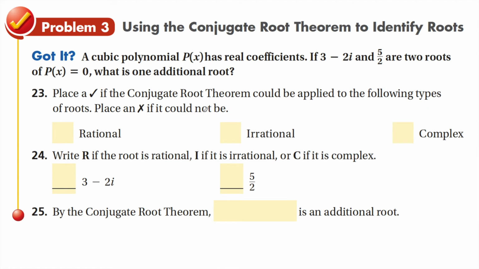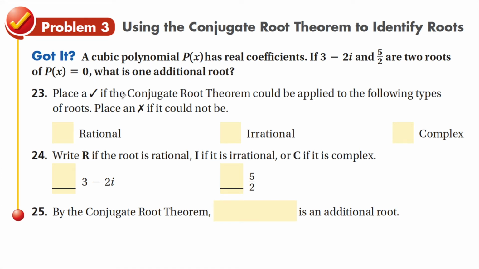Problem 3. Using the conjugate root theorem to identify the roots. Well, if a cubic polynomial p of x has real coefficients, and 3 minus 2i and 5 over 2 are two roots of p of x equals 0, what is one additional root?